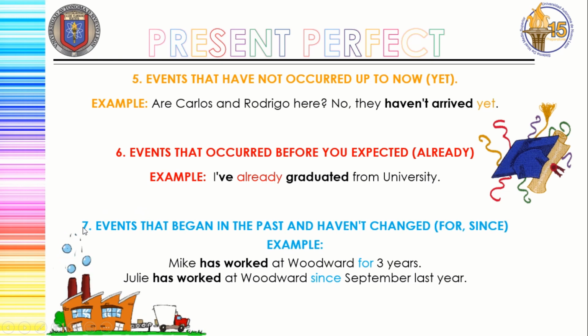And the last one, number 7, events that began in the past and haven't changed. In this case, we're gonna use for and since. For is about the period of time of a situation, and since we mention the point of time when a situation starts. For example, Mike has worked at Woodward for 3 years. So Mike started working at Woodward 3 years ago, and he still works there now.